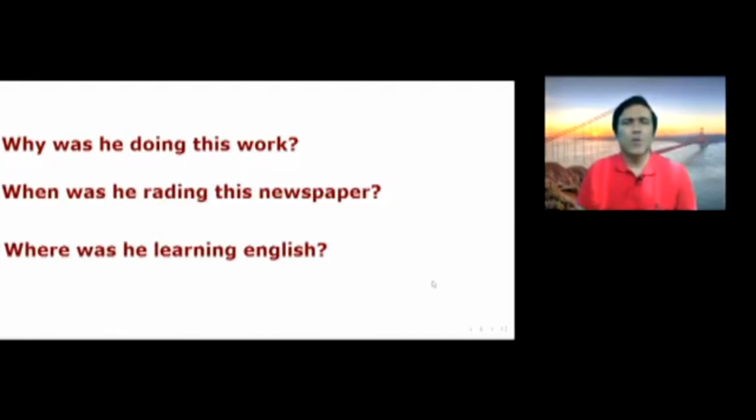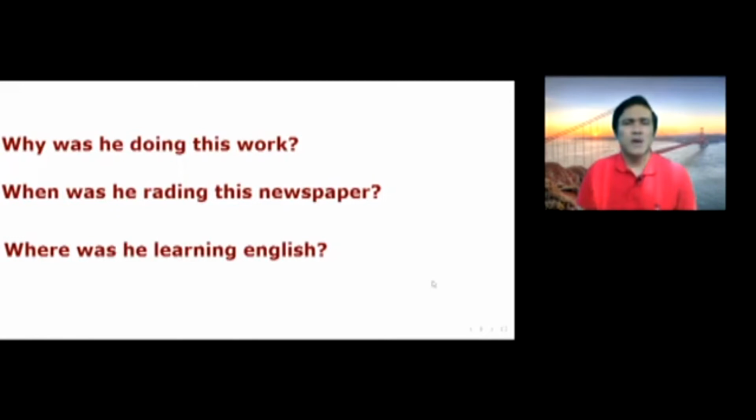Now let's go for when. When means kokhon. When was he reading this newspaper? Tini kokhon potrikati porchilen. You can here also change subject and auxiliary verb. Like, when were they reading this newspaper? When were we reading this newspaper? When were you reading this newspaper?